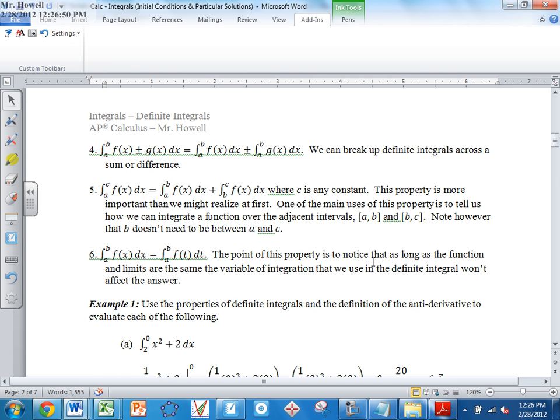Number five. Okay, number five is what we just did. Can anybody tell me how number five works? What did you do for homework last night? What are you doing to the function? You're splitting it. You're partitioning. Okay? So it's very tough to think about, but if you're going from A to C, it's the same as going from A to B and then from B to C. That's what we just did in that last one.